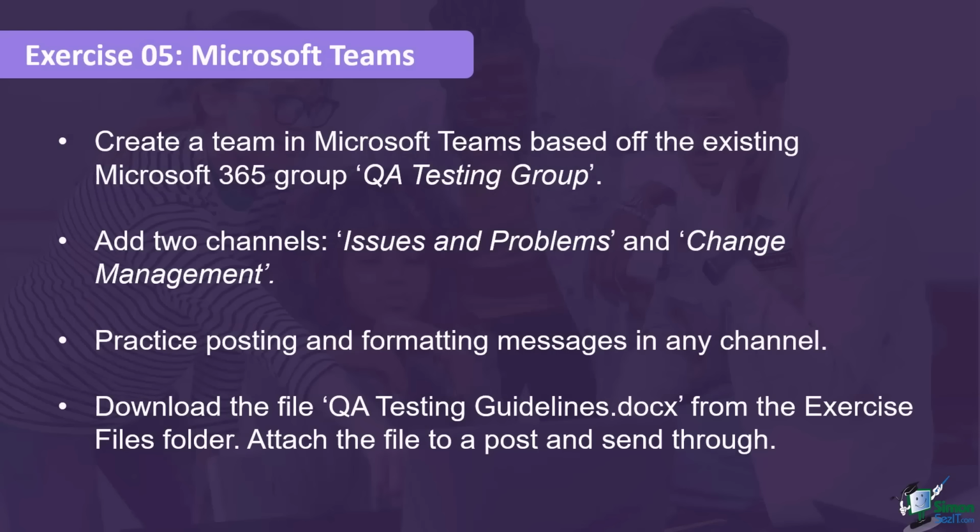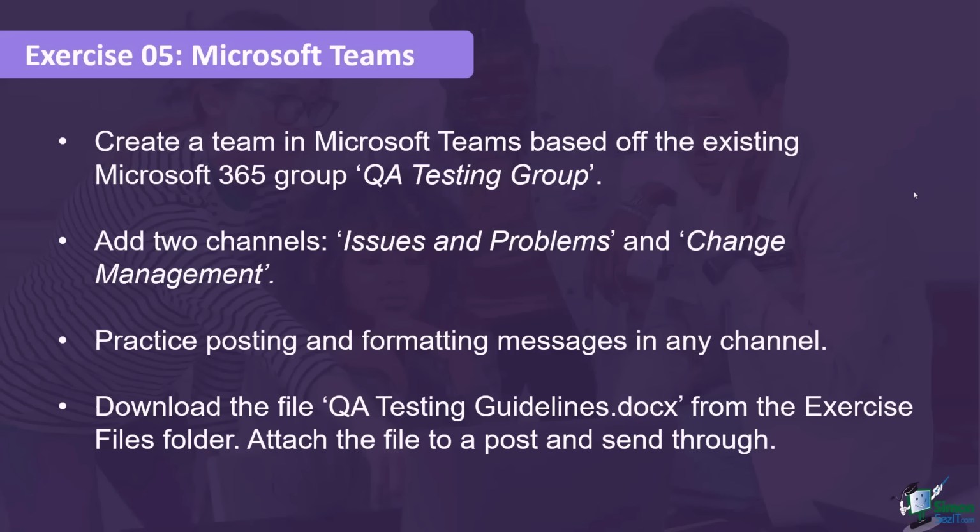It's time now to complete exercise 5. And in this exercise, we're going to explore some of the skills that we've learned in this section of the course. And in this section, the focus has been on Microsoft Teams. So the first thing I'd like you to do is to create a team in Microsoft Teams based off of the existing Microsoft 365 group QA testing group. I'd like you to add 2 channels, issues and problems, and change management. So you should end up with a total of 3 channels for this particular team because a general channel is created by default. I'd then like you to practice posting and formatting messages in any channel.